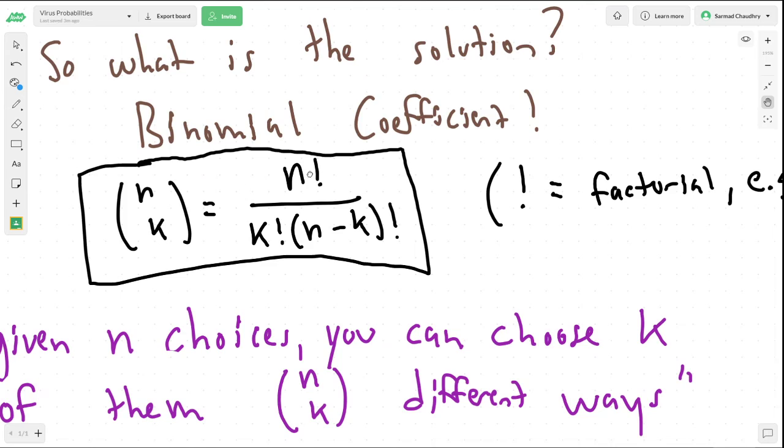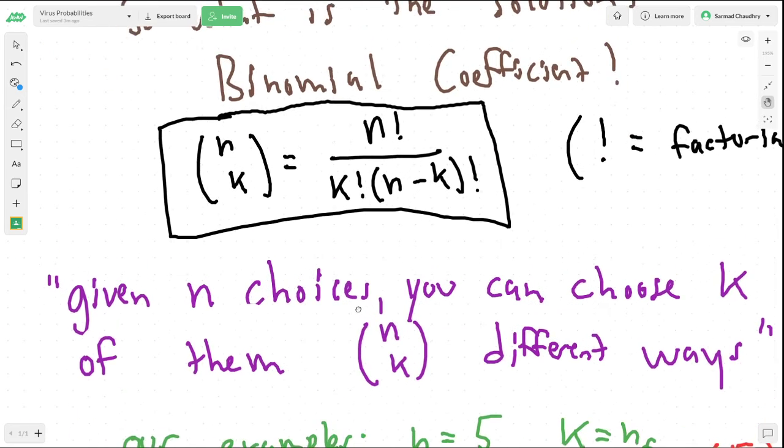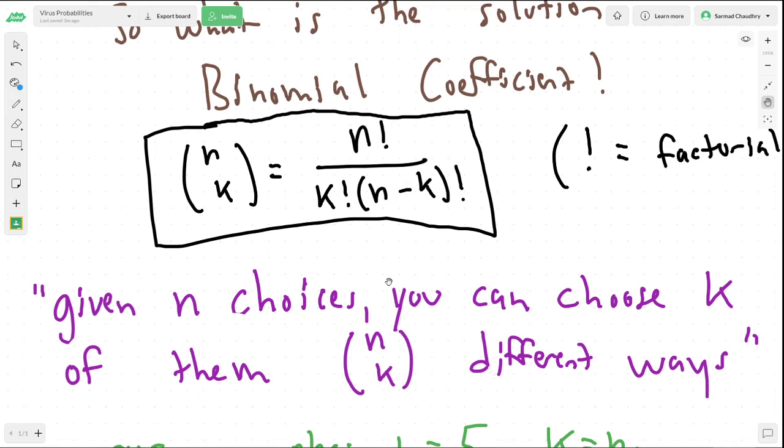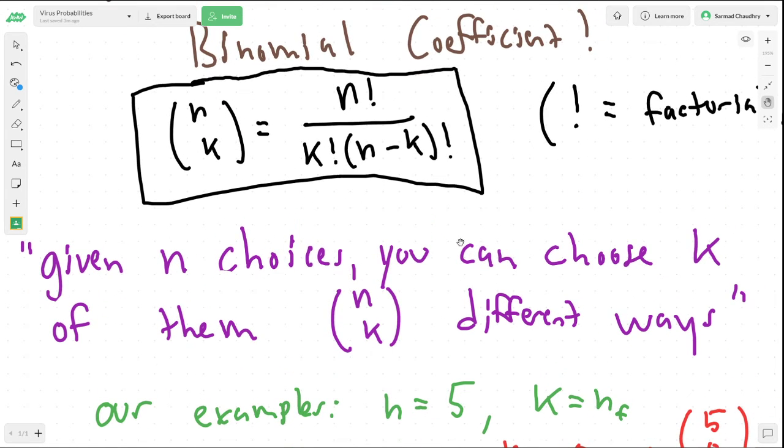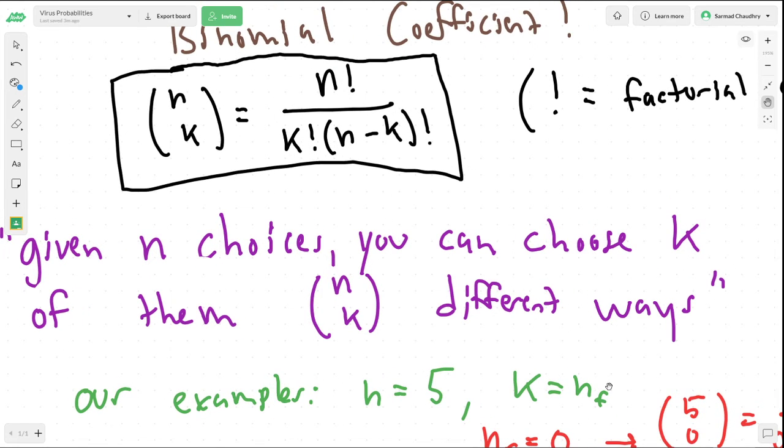All right. So this binomial coefficient, what does it mean? Given, in combinatorics or whatever, it's basically given n choices, you can choose k of them, n over k different ways. So if you have n choices and you want to choose k of those choices, you have this value, n factorial over k factorial times n minus k factorial, different ways you can do that. All right. So in our scenario, we're saying we have 5 choices, n is equal to 5. K is the number of fatalities we want to look at. So if we have 5 people, how many different ways can you have k equals 1 of them die?